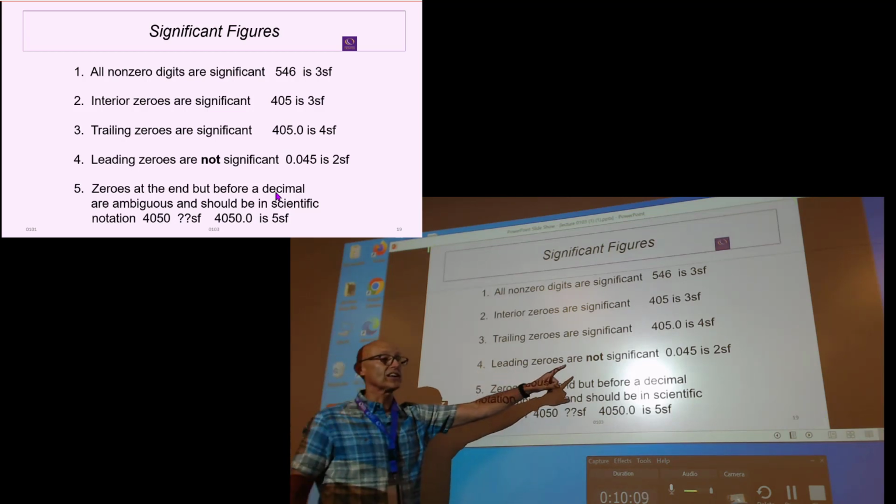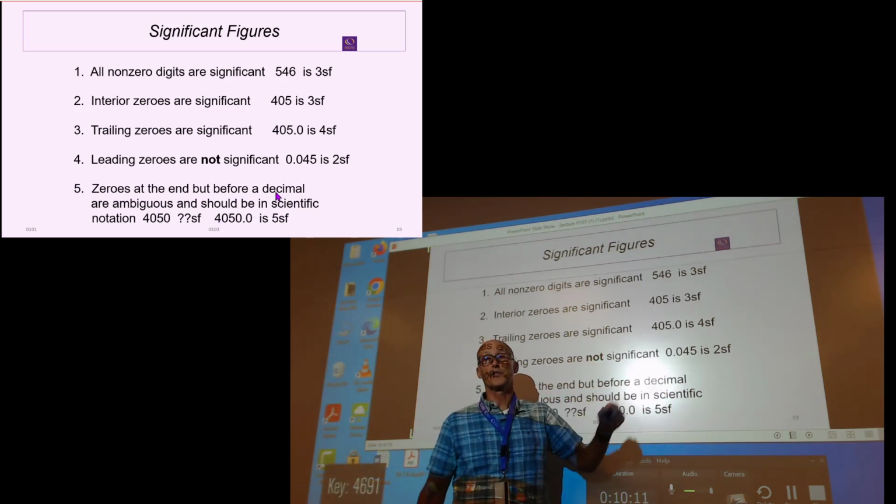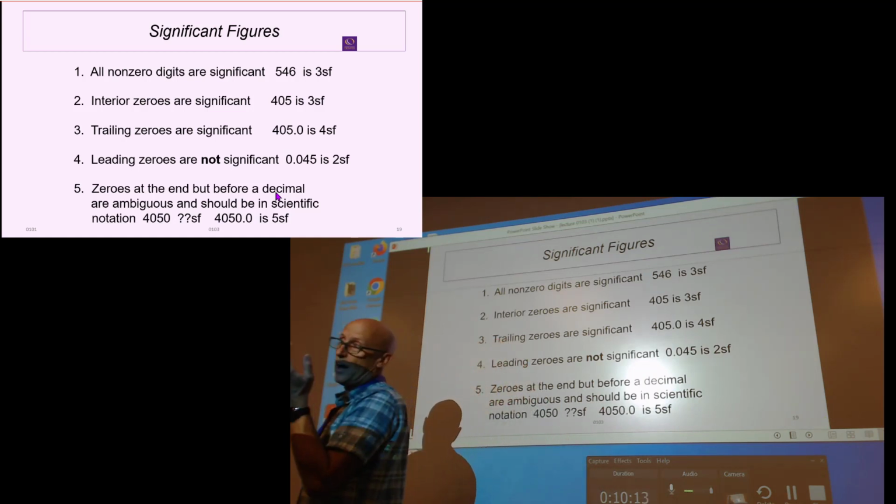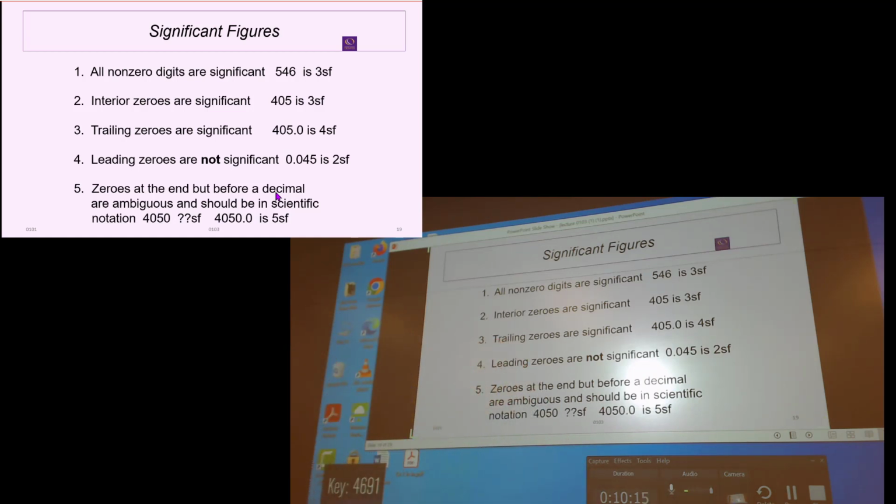Leading zeros are not significant. That's the one that throws people off. And I get it. It kind of is like, well, isn't that important? There's a way to see why, if you want to just play with it a little bit.